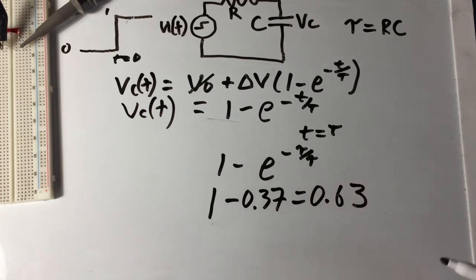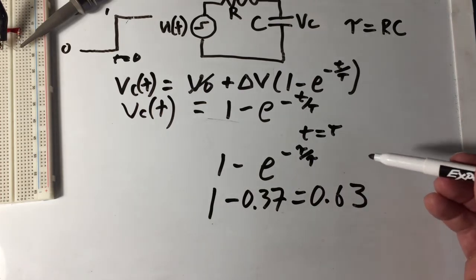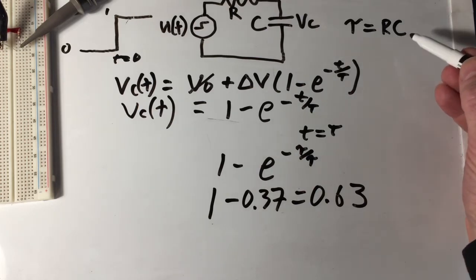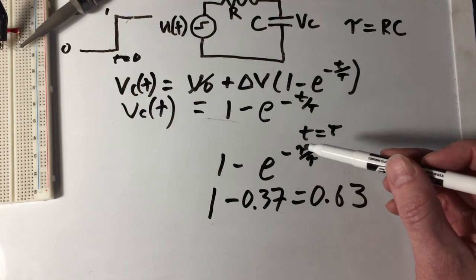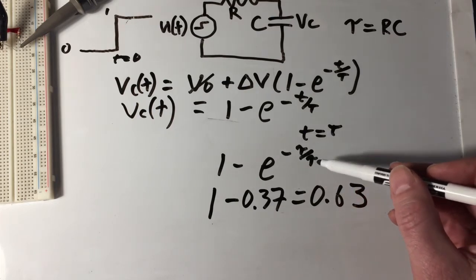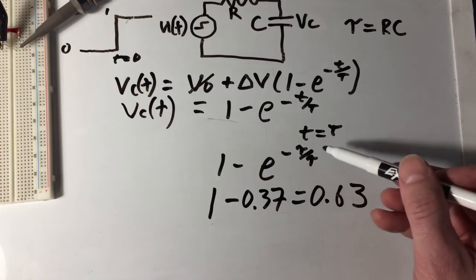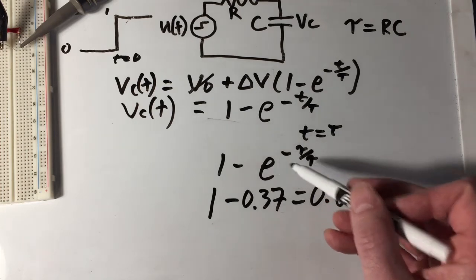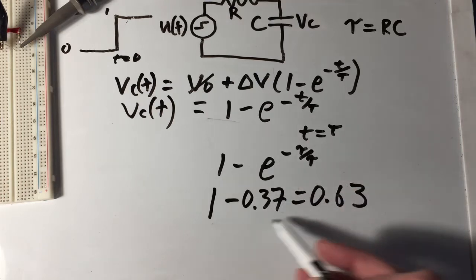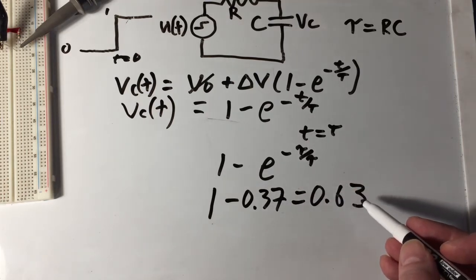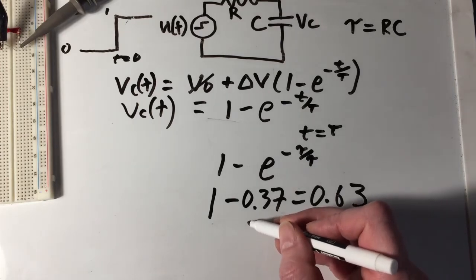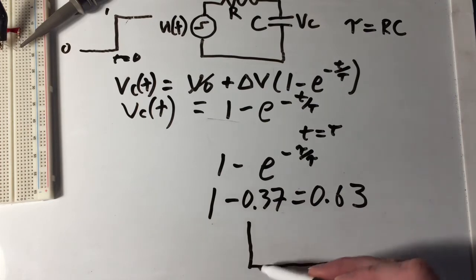So what this is saying is that when we've gone one time constant worth of time, in other words, when the time equals the product of R and C, we're going to have this condition where e to the minus time over tau, well, the time over tau is going to equal 1. So then it's e to the minus 1, which equals 0.37, so it's at 0.63 of the way to the final value. So I could just graph that really quickly right here.